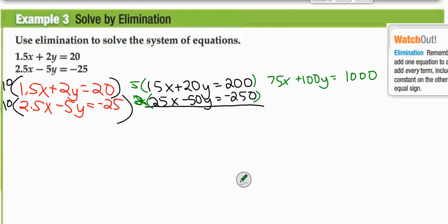Oh, to make these drop out, because they're opposite signs. So if I multiply that by 5, it'll be 100. When I multiply that by 2, it'll be negative 100. And there, go ahead and multiply that for us 2 times.